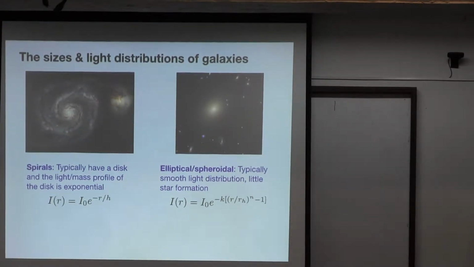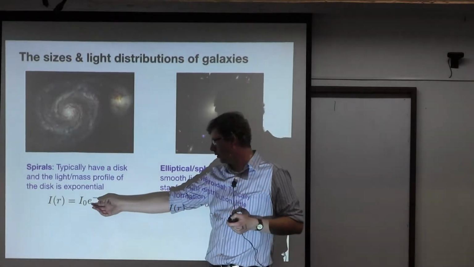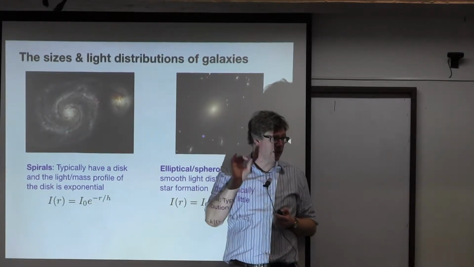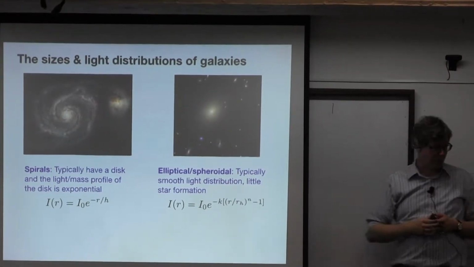Sorry, John. Yeah, intensity. This is an intensity function. Yeah, I didn't put that on. This is the luminosity per small area. So it's an intensity per area. So if you want to integrate it up, it needs to be multiplied by 2 pi r.